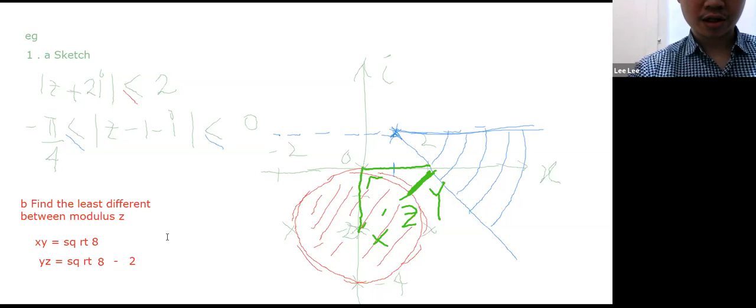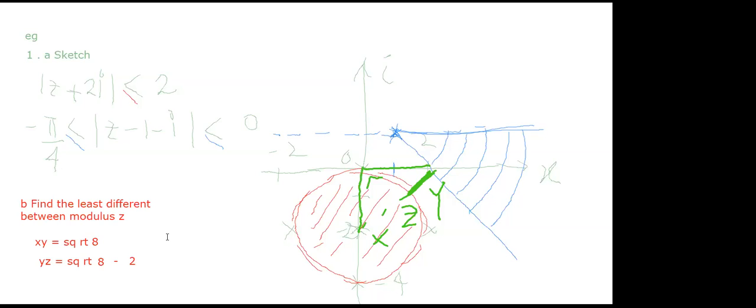Wait, back to your question, how do you know that point is 2?